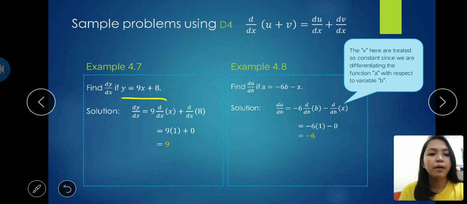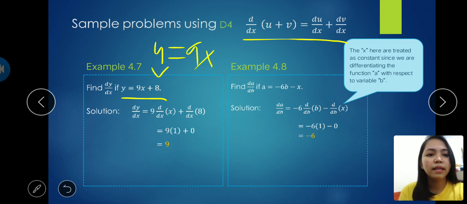So, for example, we have the function y is equal to 9x plus 8. According to our standard formula, we have to find the derivative of each term. So the u in this example 4.7 is 9x, and then our v is 8. So, we just perform the earlier rules.